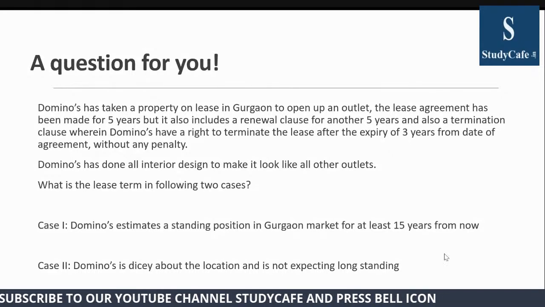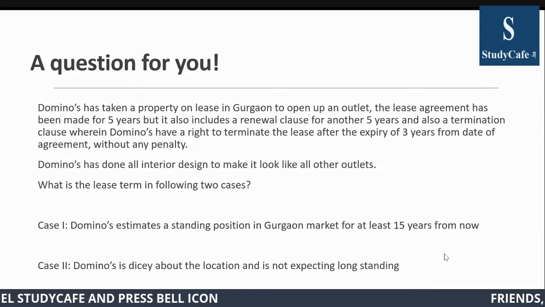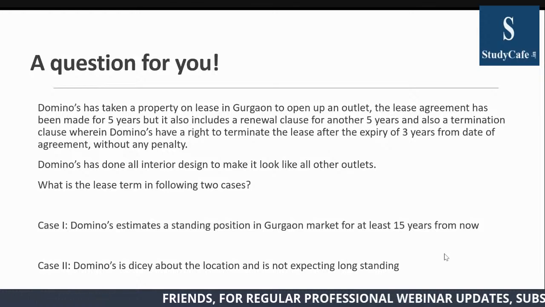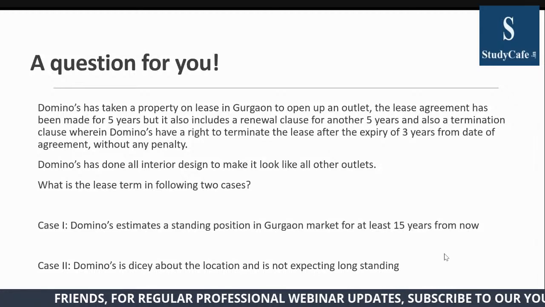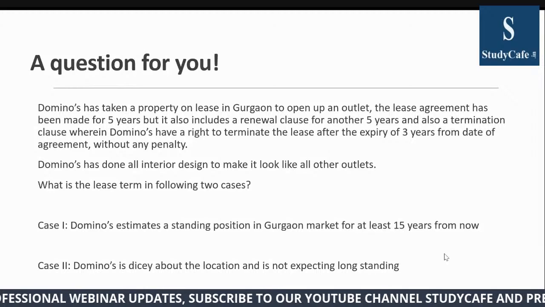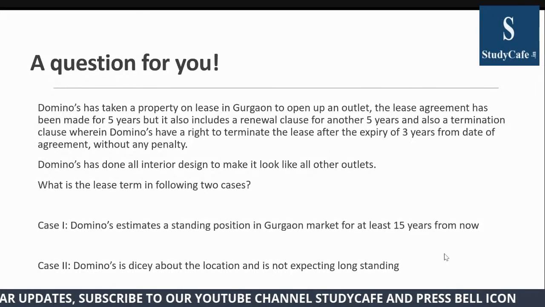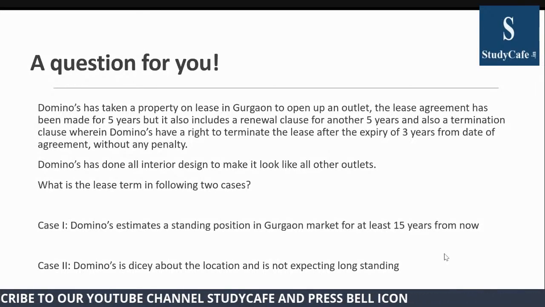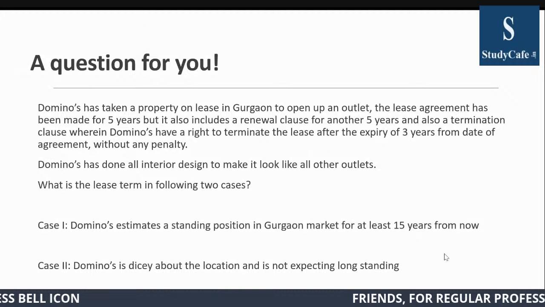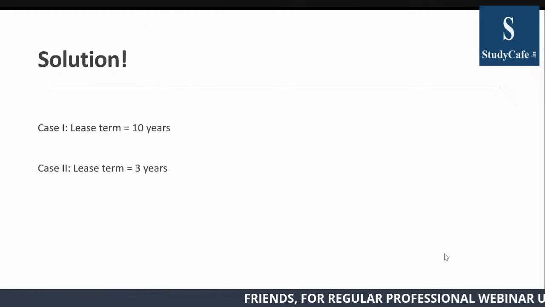Right, 3 years is the only period without penalty. If they want to terminate within 3 years, they will have to incur a penalty, and they will also have to let go of their interior designing. There is a huge cost that they already incurred. Again, they will have to incur a penalty if they want to terminate the lease contract within 3 years. So at least they will stay there for 5 years if they want to. Hence it will be 3 years.